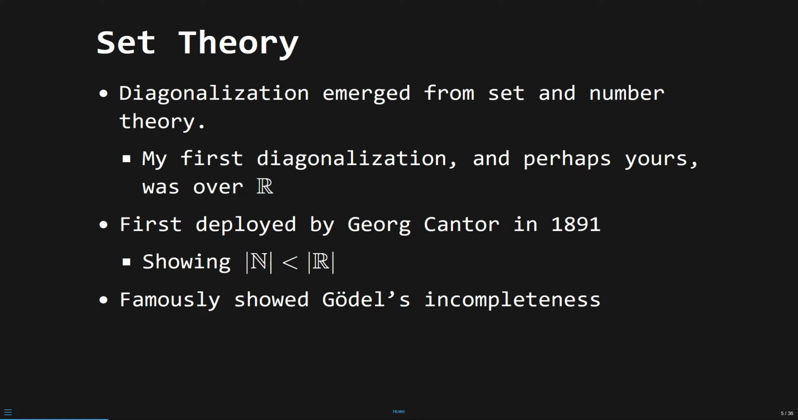And so this diagonalization has come up, and it's important for a variety of reasons, and it has been necessary for the advancement of human understanding into mathematics and computer science, right?